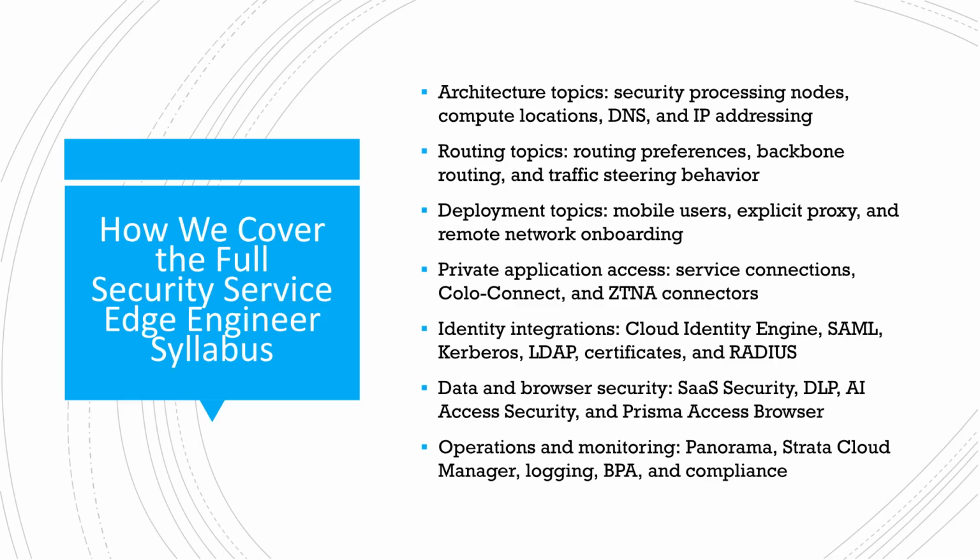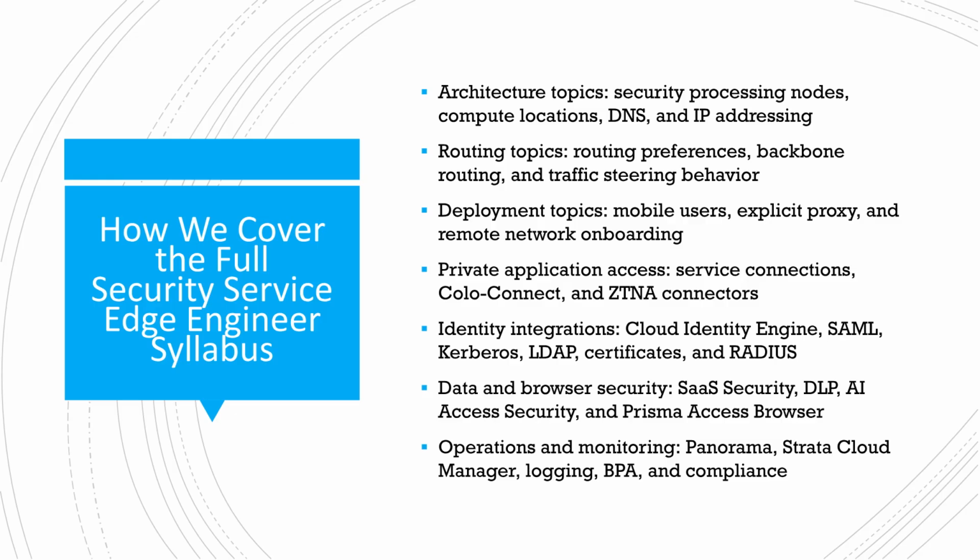The first cluster focuses on architecture, understanding security processing nodes, compute locations, DNS handling, and IP addressing. These are the building blocks that tell you where and how Prisma Access actually runs. Once we have that base, we move into routing, exploring routing preferences, backbone routing, and traffic steering, so that you know why traffic arrives at a specific node and how failover or path changes occur. From there, the deployment domains come into play: mobile users through VPN clients and explicit proxy, remote networks via IPsec tunnels, and private application access using service connections, Colo Connect, and ZTNA connectors.